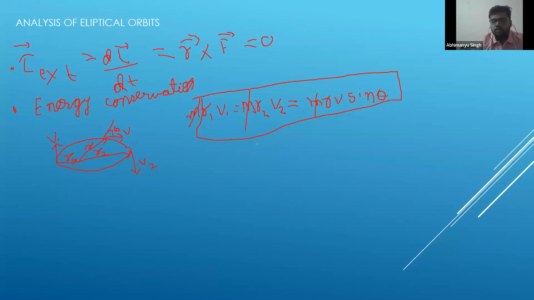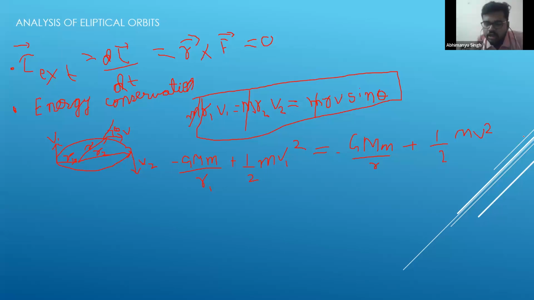Now we write the energy terms. First, the potential energy. Suppose we are writing at this R1 position and then at the R position. It will be: minus G M m by R1 plus half m V1 square is equal to minus G M m by R plus half m V square. So here we have R1, V1, R and V.